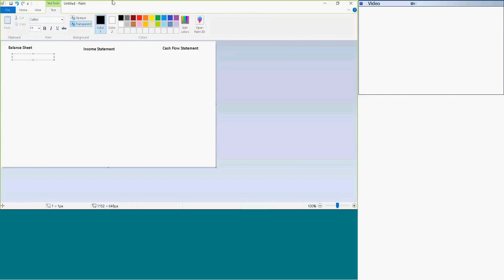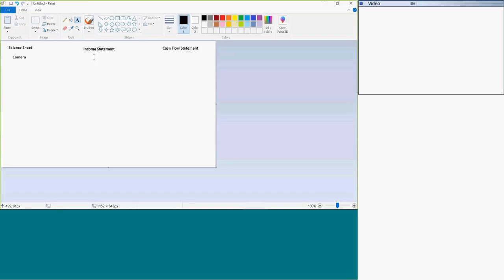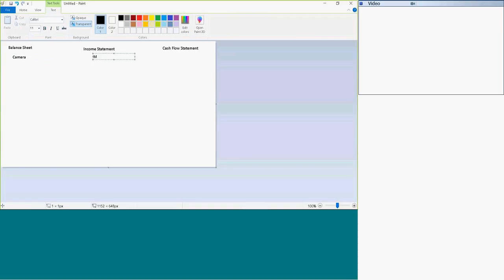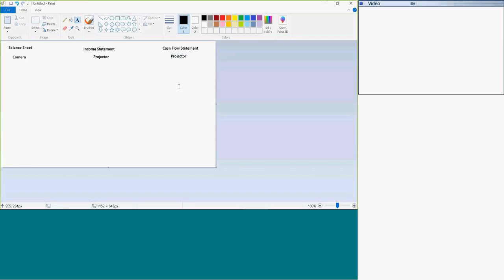So, first, the balance sheet, think of it as a camera. Think of the income statement as a projector. And what I mean by this is, when you look at a balance sheet, it's giving you the company's financial position at one point in time.